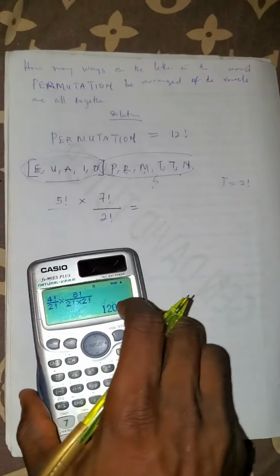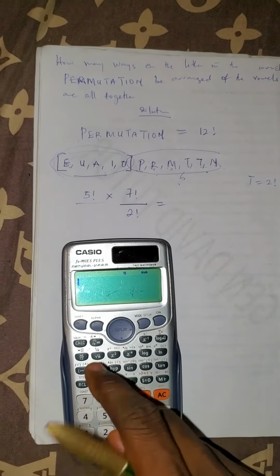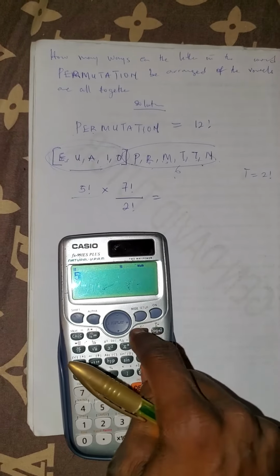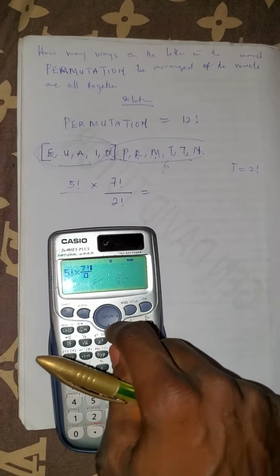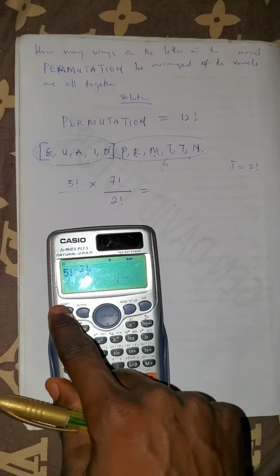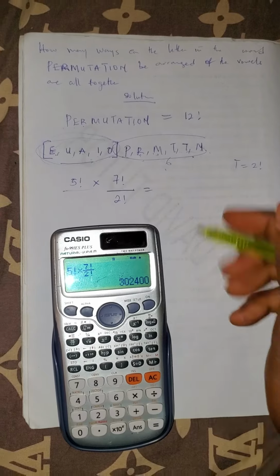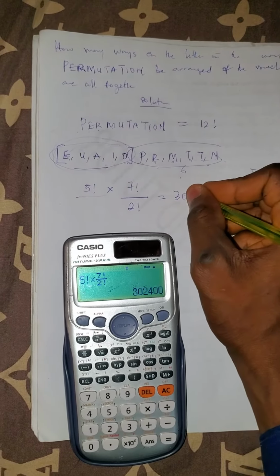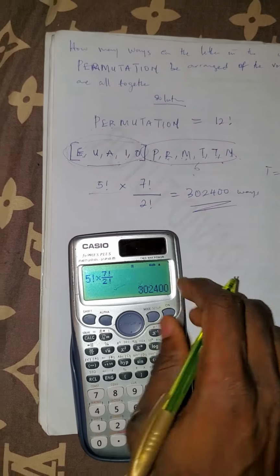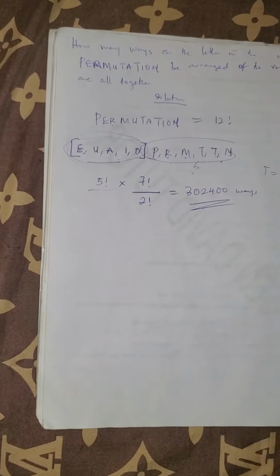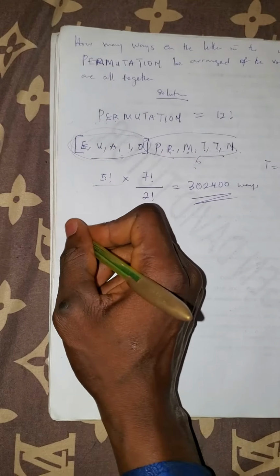So the answer will now be 5 factorial multiplied by 7 factorial over 2 factorial. So the answer is 302400. So these are the number of ways at which it can be arranged.